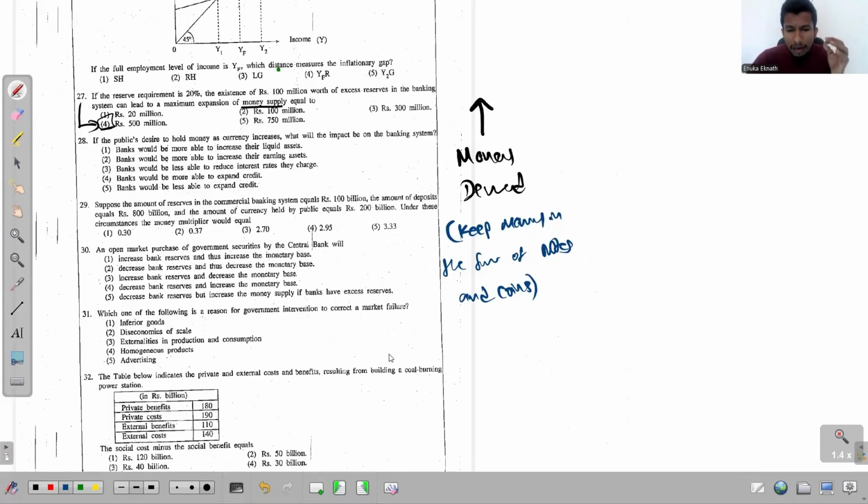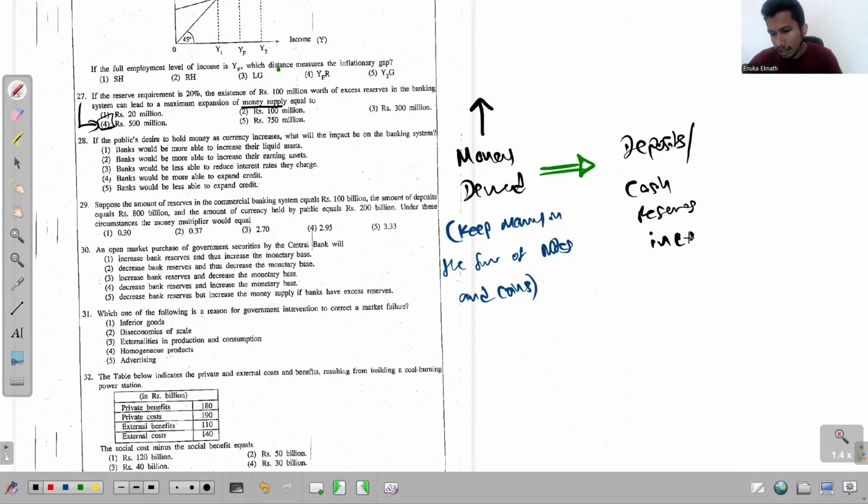The available deposits, if not the available cash reserves. So let me write available deposits. What happens next? The deposits, if not the cash reserves, right? Both deposits and cash reserves. What will happen to the deposits and cash reserves in the commercial banks? In commercial banks, what happens to this? This decreases.